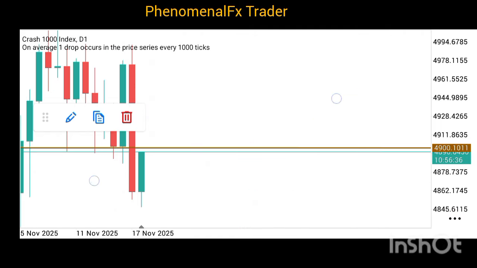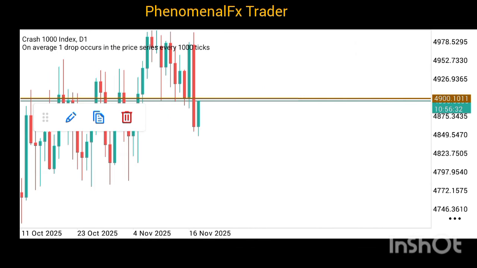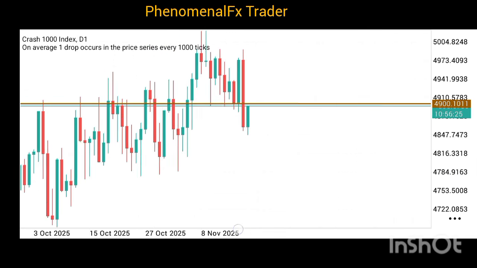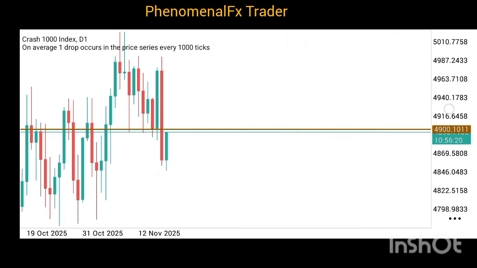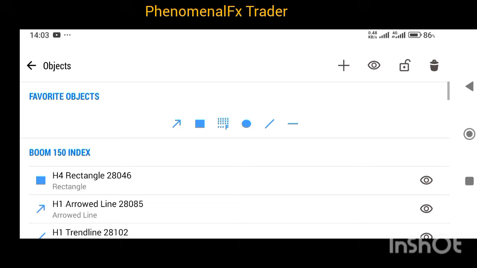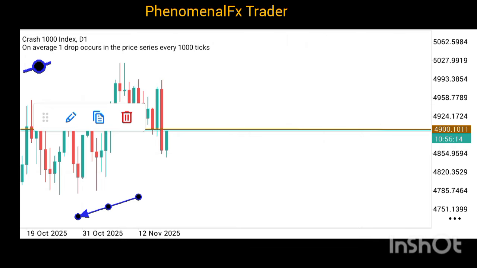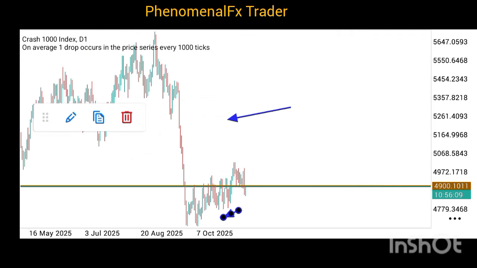All you have to do is wait for a confirmation that the market is going to sell. If it sells from that level, then you have to hold the trade up till down there. Let me get this. One moment. Free chart movement. Let me get another draw line. Okay, so I'm expecting the market to sell from here down to this, one moment. Okay, yeah, down to this particular zone here where you make some good profit.